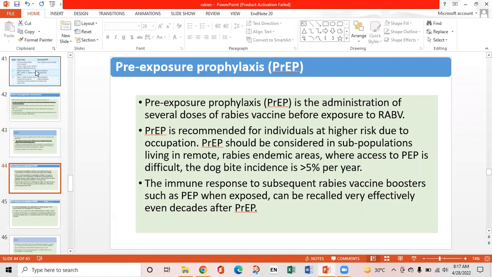Pre-exposure prophylaxis. Pre-exposure prophylaxis is the administration of several doses of rabies vaccine before exposure to the virus. Pre-exposure prophylaxis is recommended for individuals who are at higher risk due to occupation. Pre-exposure prophylaxis should be considered in subpopulations living in remote rabies endemic areas where access to post-exposure prophylaxis is difficult and the incidence of dog bite is more than 5% per year.